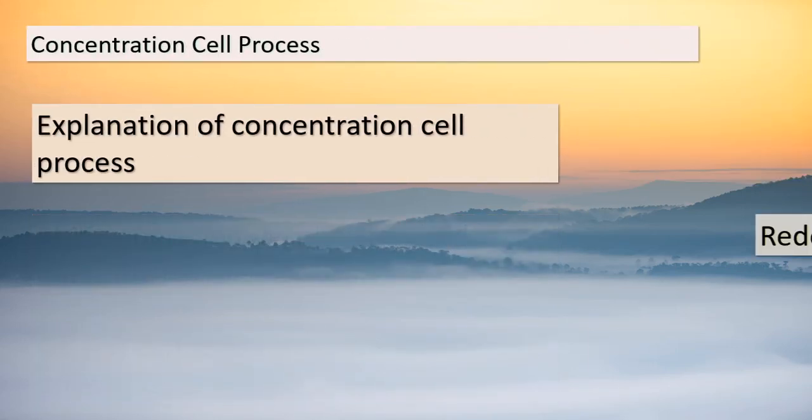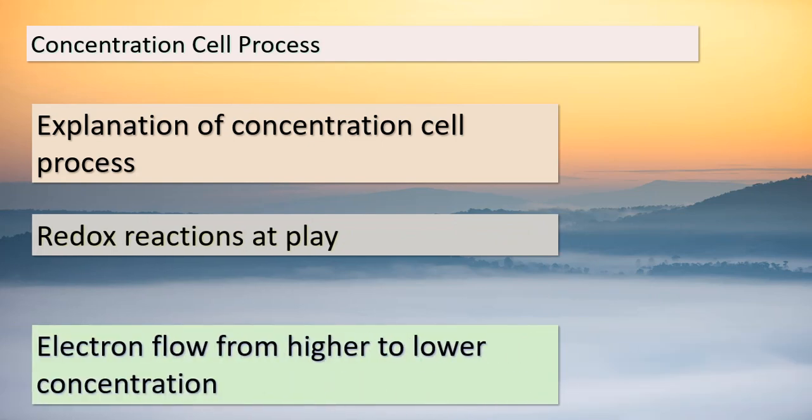Greetings, eager minds. Let's take a closer look at the mesmerizing process that unfolds within a concentration cell. Picture this. Two half cells, each housing a unique concentration of substances. In the realm of redox reactions, magic is in the air. Electrons embark on a journey, flowing from the region of higher concentration to the one with lower concentration. This electron dance drives the creation of our coveted EMF.